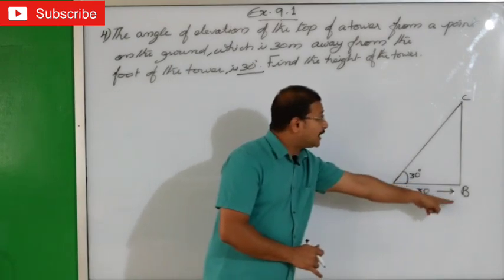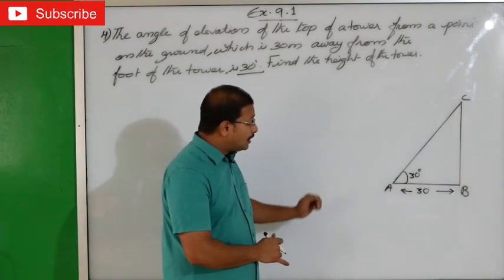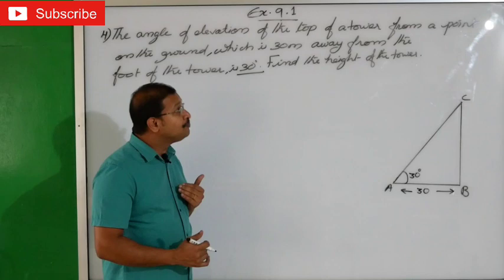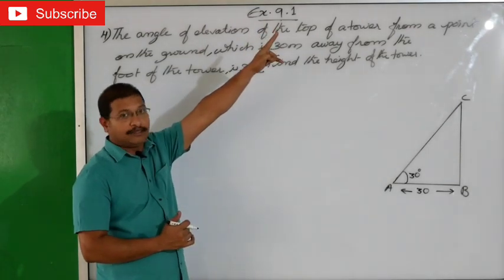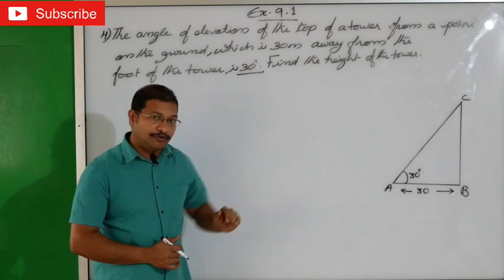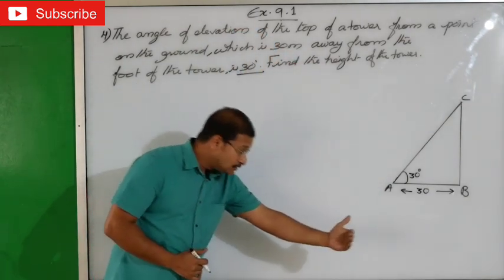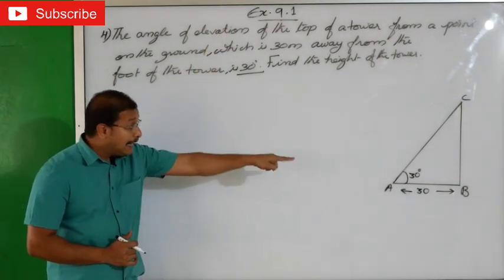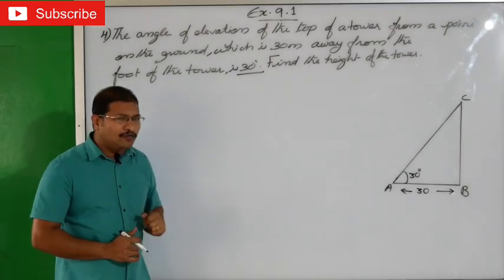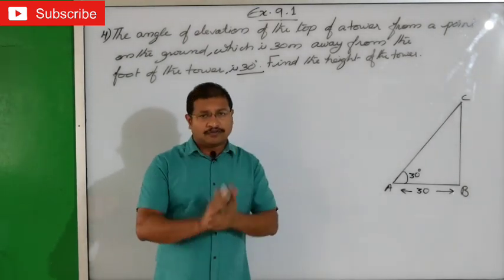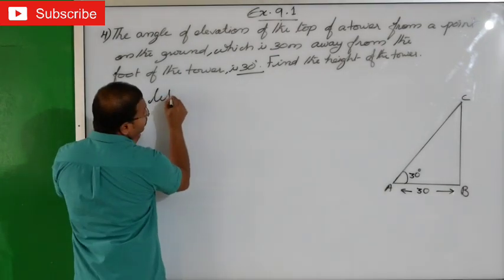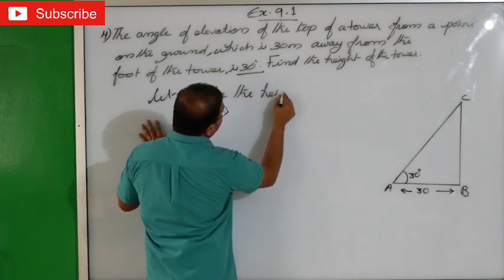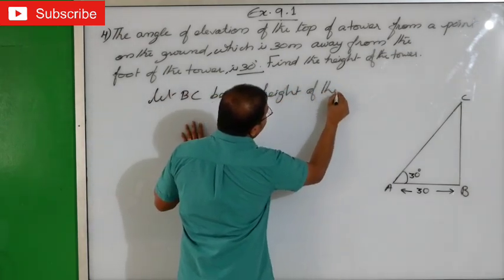Ready? So the tower is tall. There is a tower that we can call BC. After that, somebody is standing 30 meter away from the tower and looking to the top of the tower at 30 degree, isn't it? You should understand the question very carefully. There is a tower, 30 meter away from the tower somebody is standing and looking at the top of the tower. The angle of elevation is found to be 30 degree. Now what do you want to find out? Find the height of the tower. Ready? So first we will write, let BC be the height of the tower.